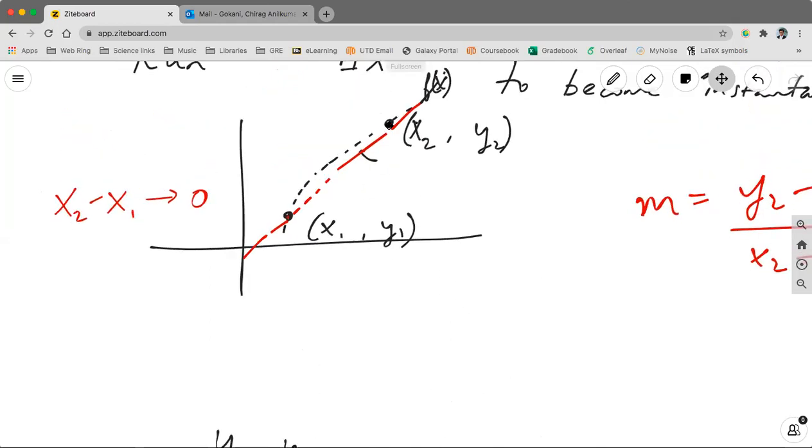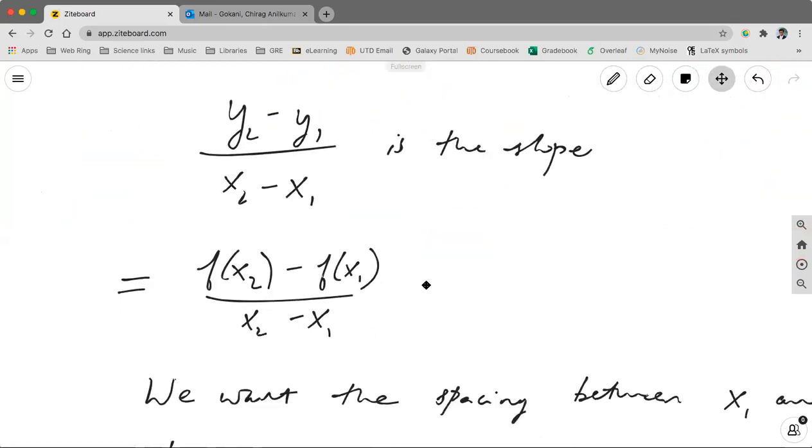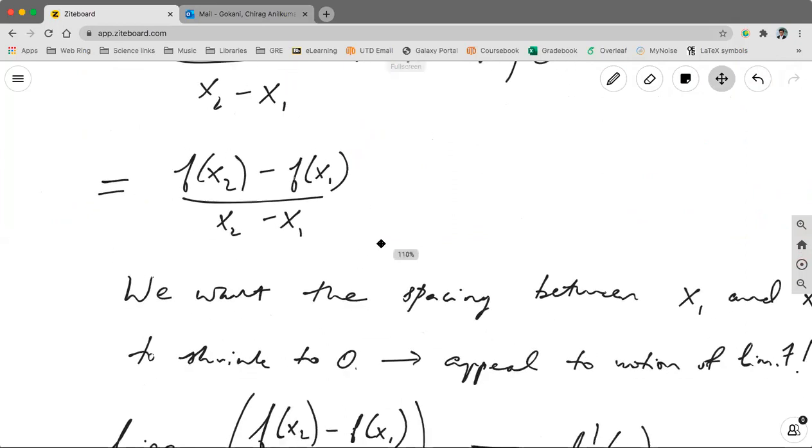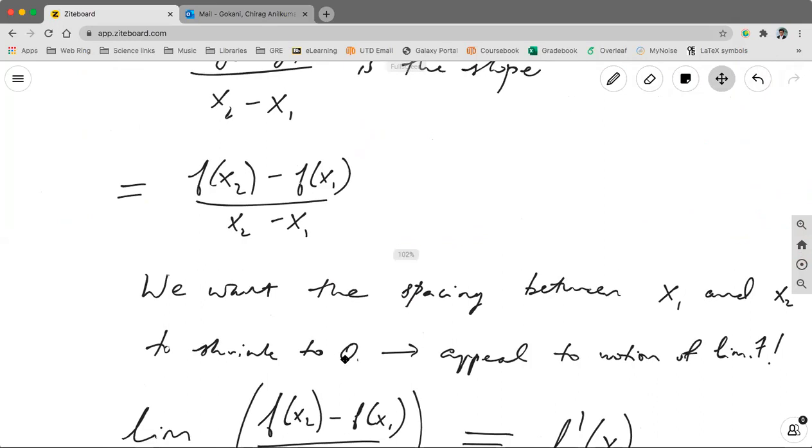This is the function value. y2 is just f of x2, and y1 is just f of x1. Just a notational difference, right? So this is the slope. And what I said is that we want the spacing between x1 and x2 to shrink to 0.